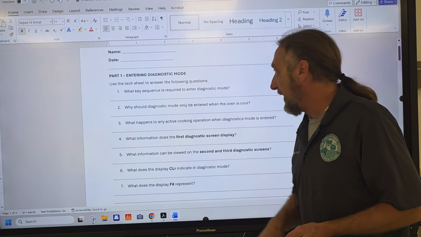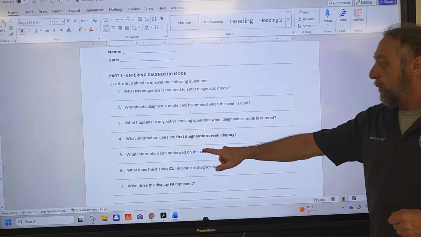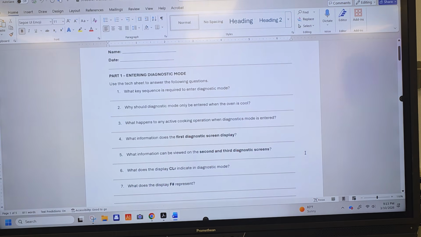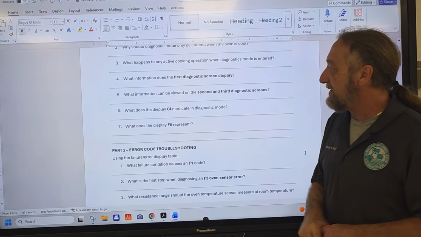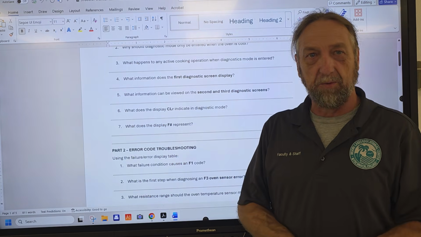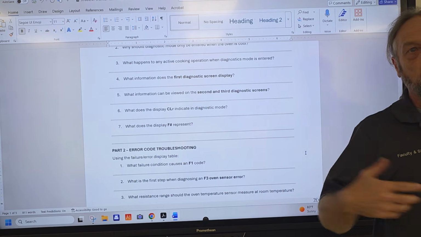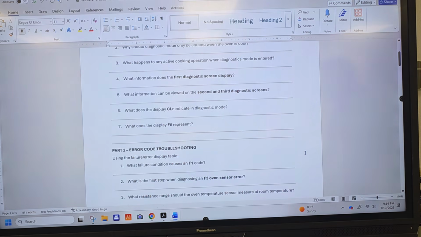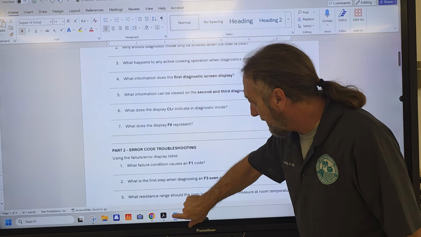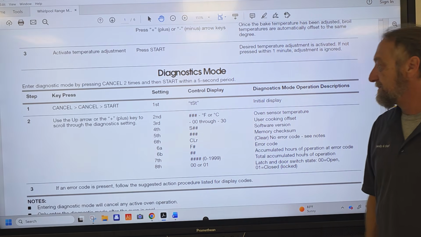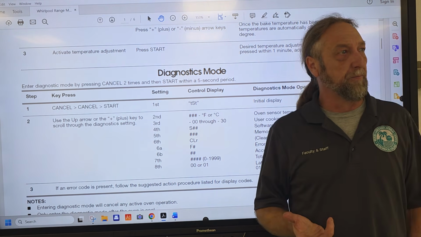So let's go to the, what happens to, oh no, we already did that, we already did number 4. What information can be viewed on the no, we did that one too. It's number 6, I think. What does display CLR indicate in the diagnostic mode? Clear, to clear it out, to get out of whatever you're setting, okay? It's almost like canceling. What does the F number mean? Old or error code. Yes, F just stands for failure, okay?